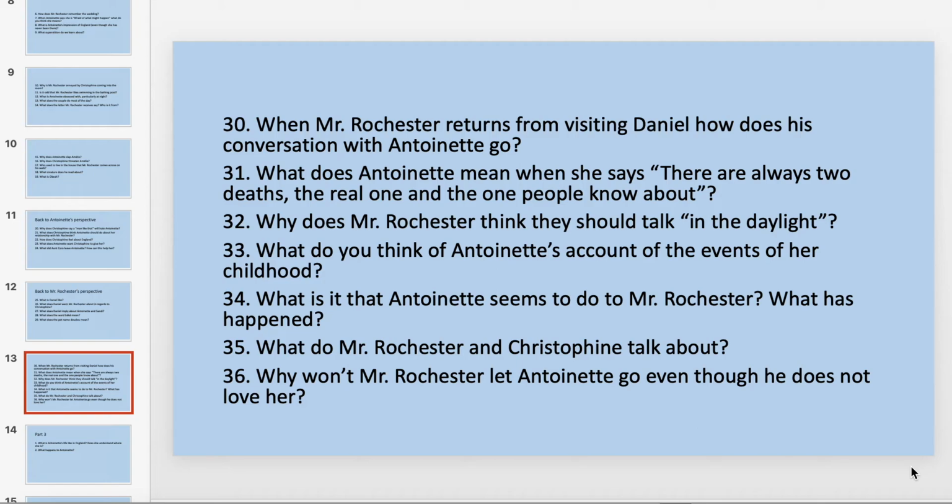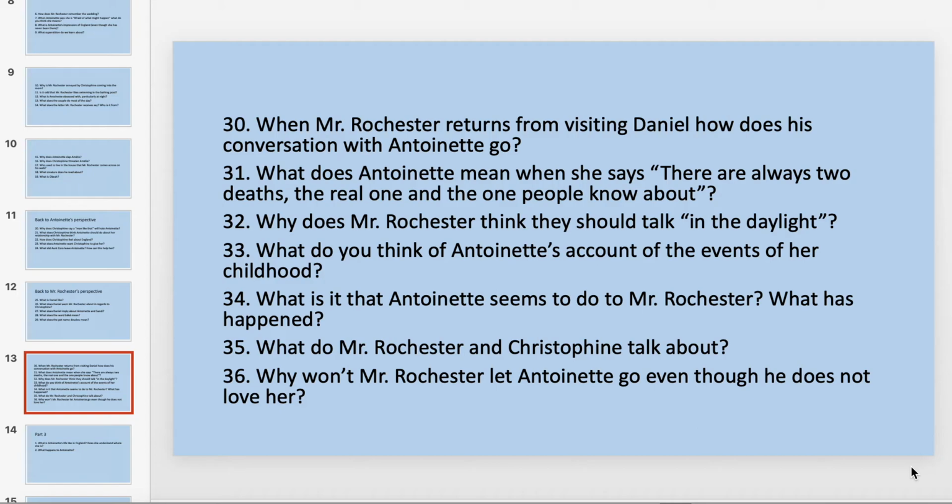Going on to 35, what do Mr. Rochester and Christophine talk about? They talk about Antoinette. This is another one where I want you to fill in their two perspectives, how they feel about her in this part of the story. And then going on to 36, this is another one that's a little bit more open-ended. Why won't Mr. Rochester let Antoinette go even though he does not love her?